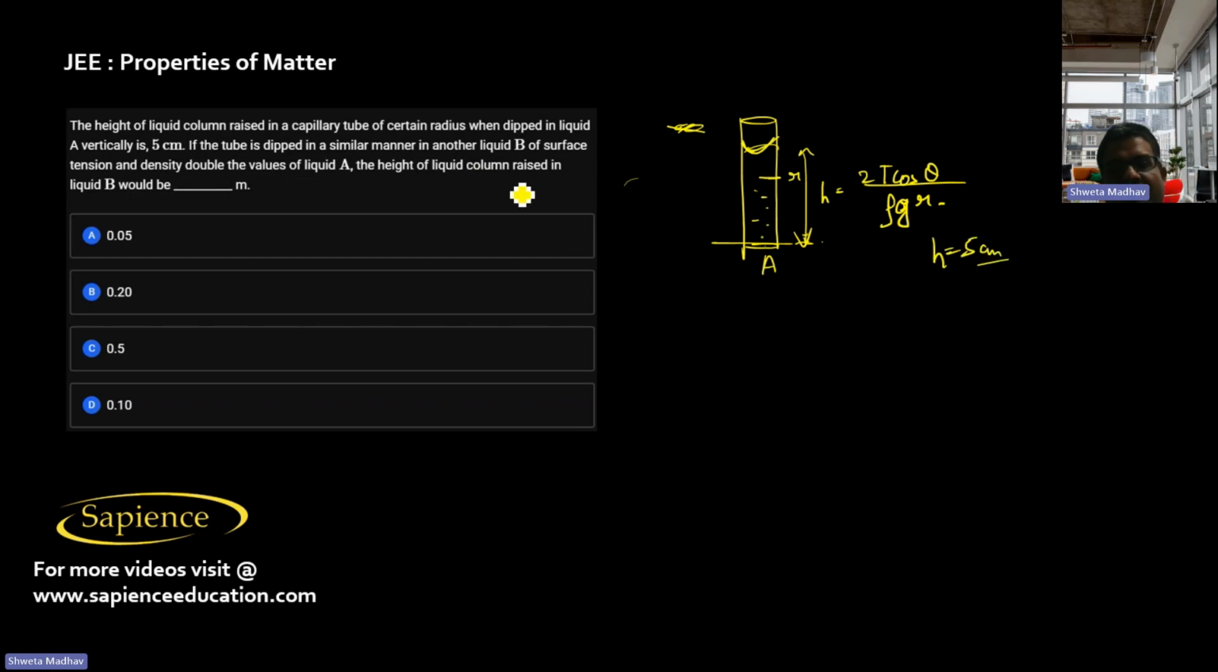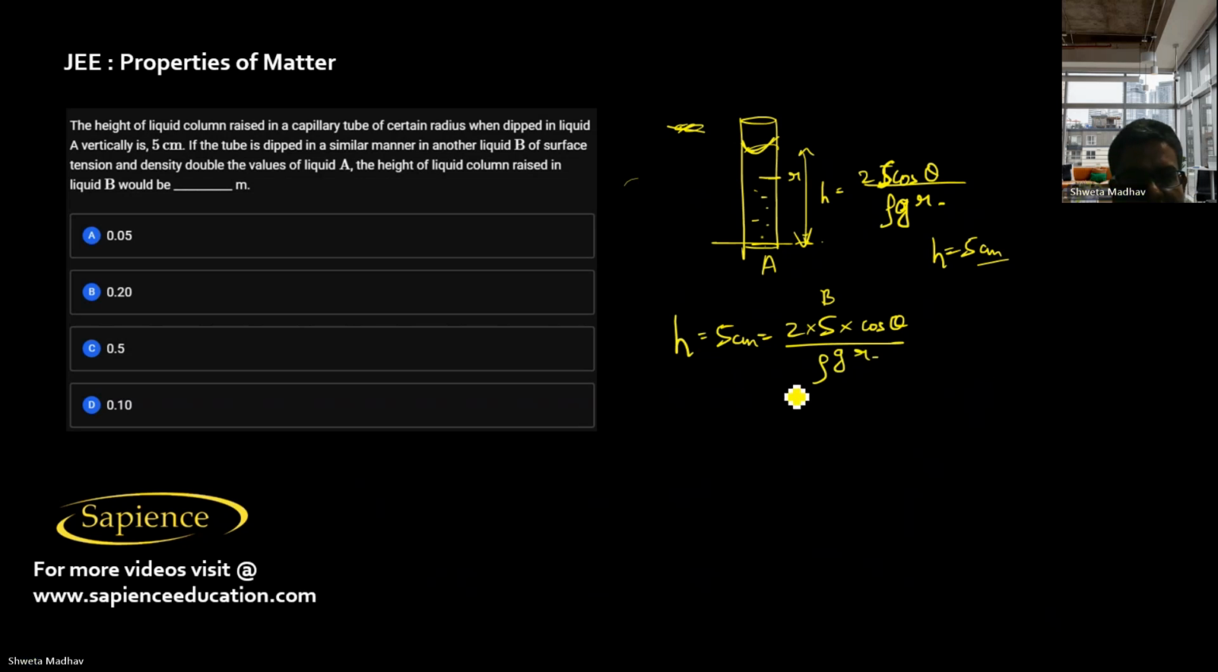If the tube is dipped in a similar manner in another liquid B of surface tension and density double the values, then this h, which is 5 centimeter, is 2 into S into cos theta by rho g r, where S is the surface tension. Surface tension and density will be double.